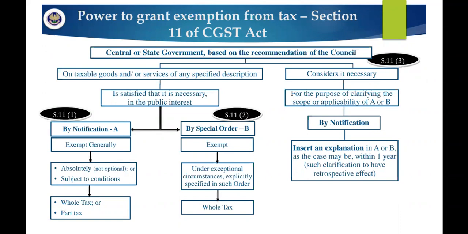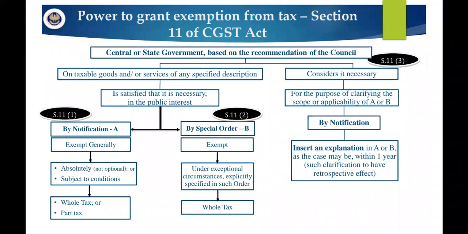Those exceptional cases, the law will study, the council will study. If the taxpayer is claiming that exemption for exceptional cases in his business, which are specified in that particular section, then under those exceptional circumstances explicitly specified in such order, the whole tax will be allowed as the exemption. Understood? Whole tax is going to be allowed as exemption.